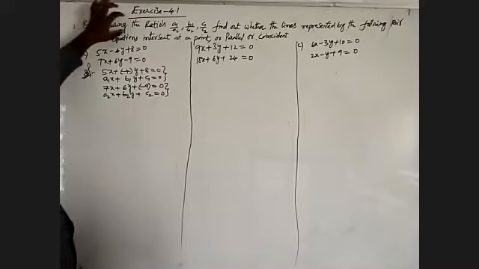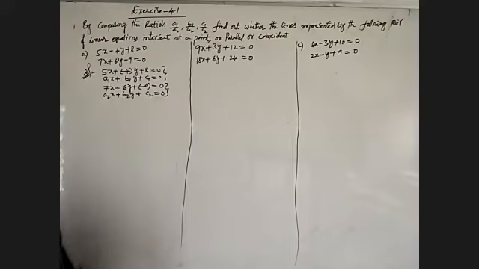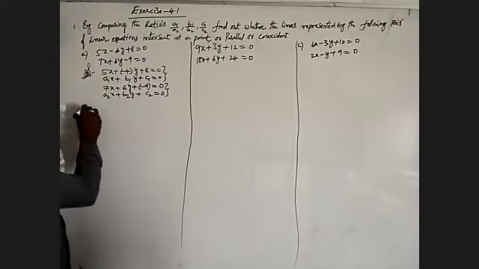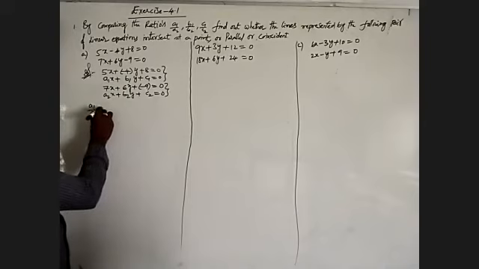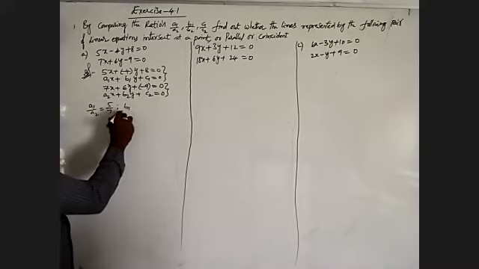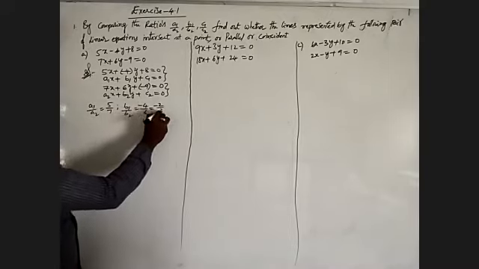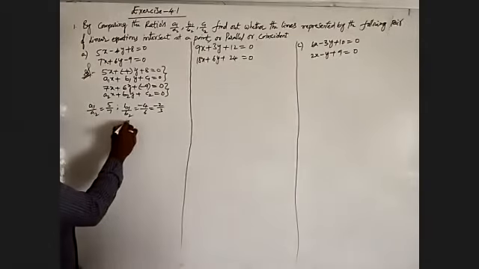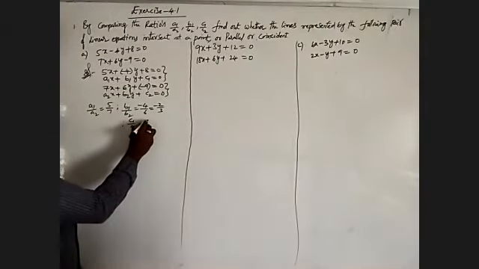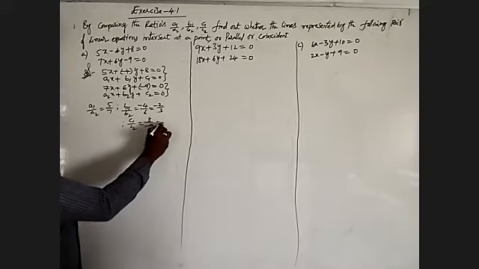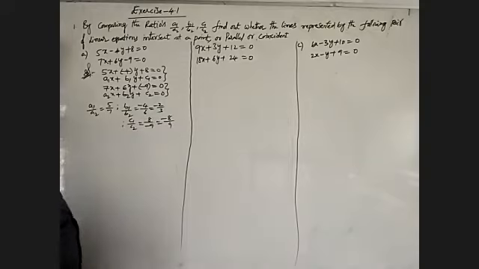First, I have to compare the ratios of a1 by a2, b1 by b2. After, I have to take c1 by c2. First, a1 by a2 must be equal to 5 by 7. After, b1 by b2 is equal to minus 4 by 6 is equal to minus 2 by 3. And finally, c1 by c2 is equal to 8 by minus 9, that is equal to minus 8 by 9.